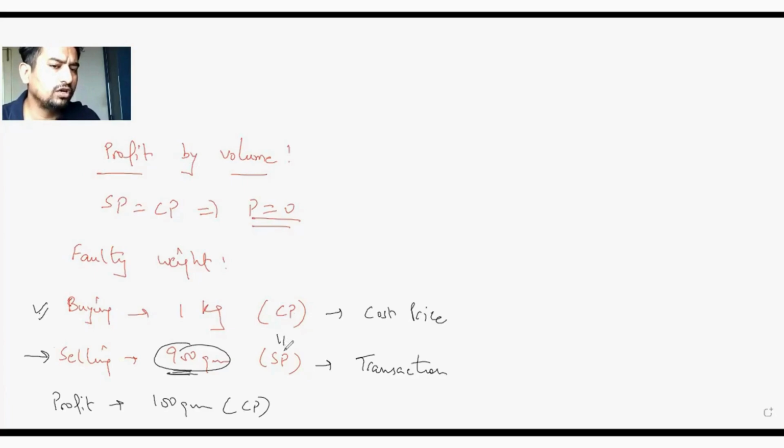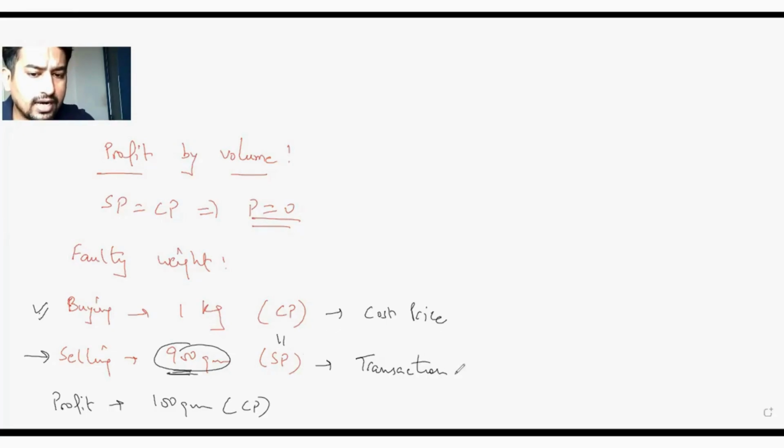Now, because CP was equal to SP, in monetary terms he did not earn anything. Why? Because let's say he gave some money and bought 1 kg of the commodity. He gave 900 grams and got the same money back. So in terms of money, I don't have any profit or loss. But I have been left with 100 grams of the commodity. So I made the profit in terms of volume. That 100 grams of volume is left with me in this transaction. That is my profit, right?